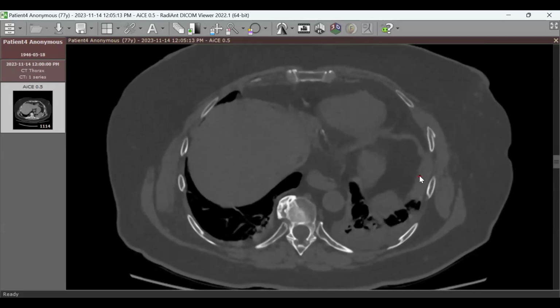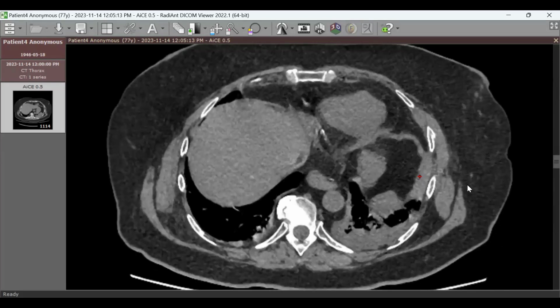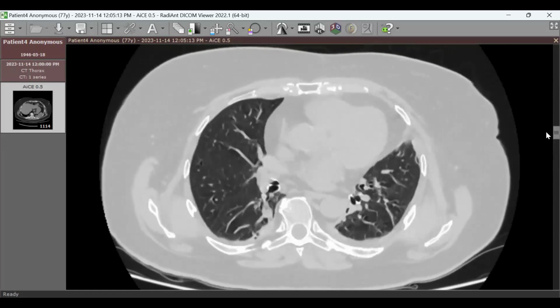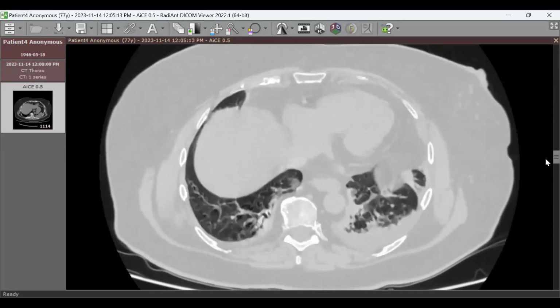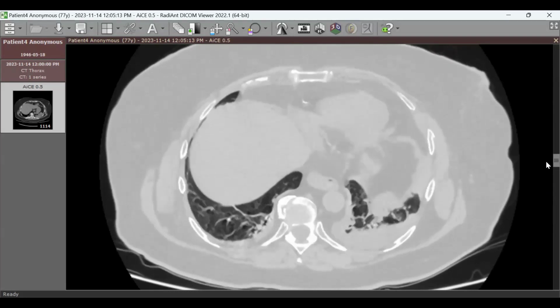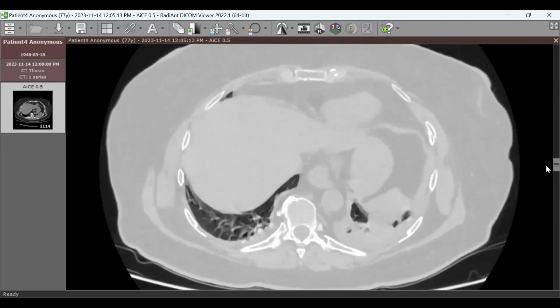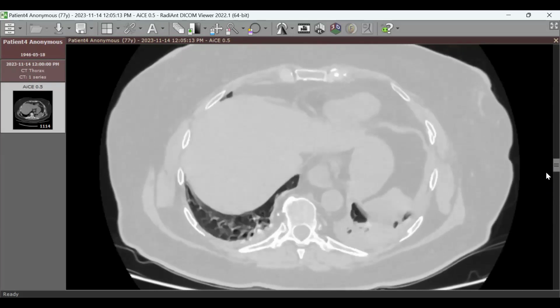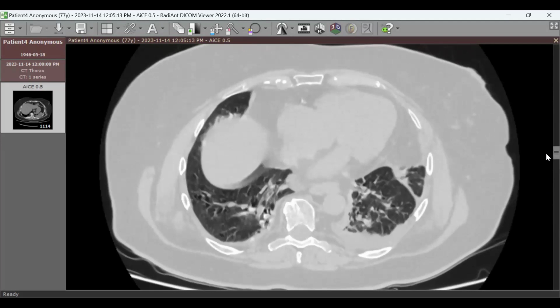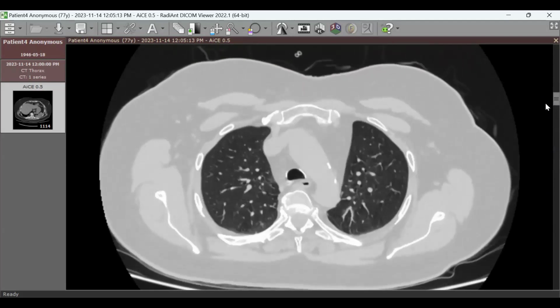Let's go to the lung window. There's some small pleural effusion. Yeah, subjacent atelectasis also on the left side. Some airspace opacification. Great. Now, that's great.